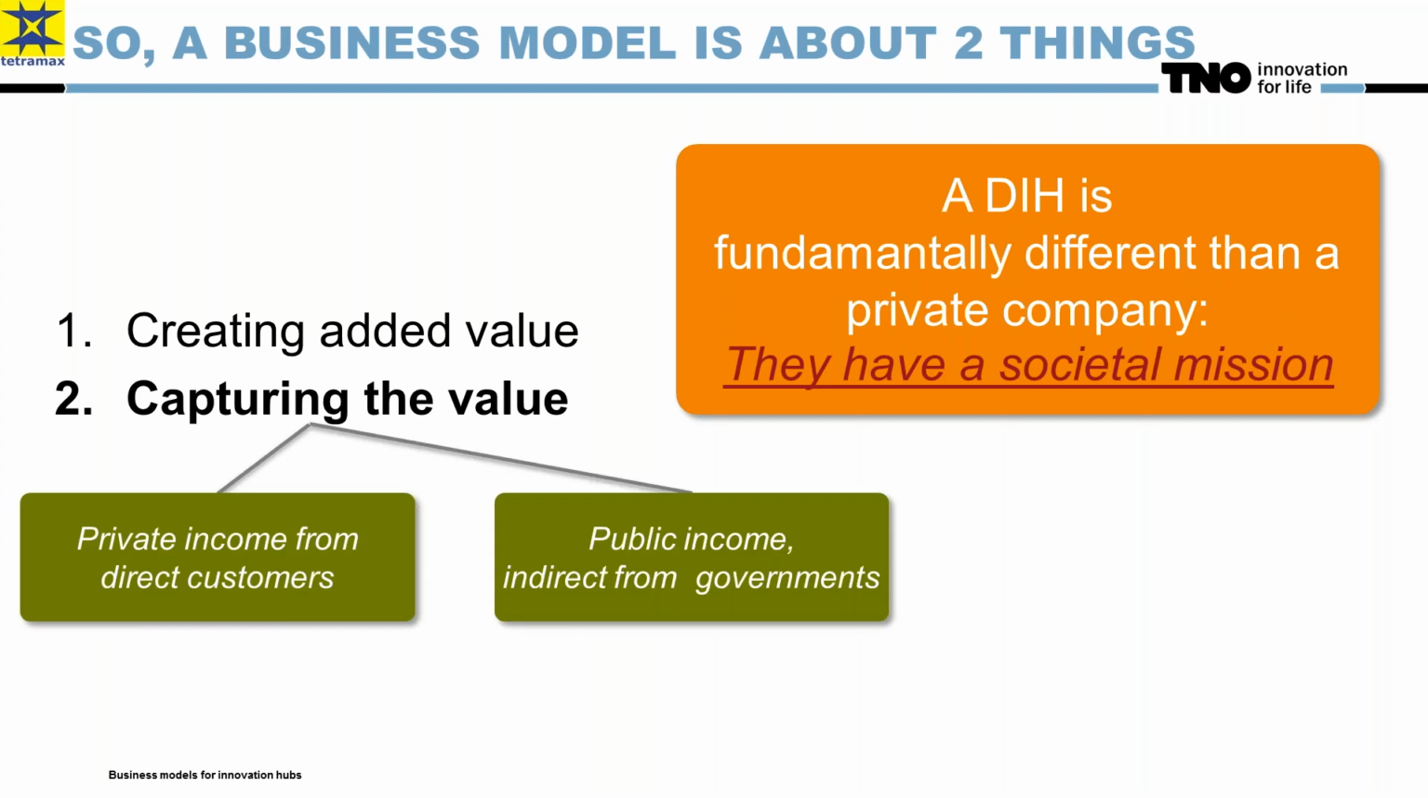And that societal mission leads to two elements, two financing elements to create or to capture that value. It's the private element, and that's mostly from companies. And it's the public income, and that comes from governments, both the European Union, regional companies, and national companies.